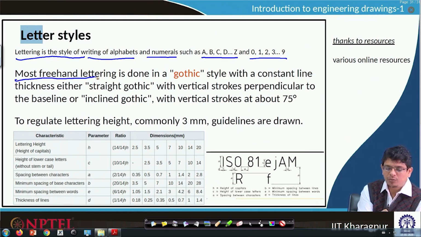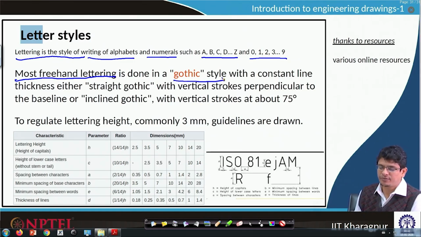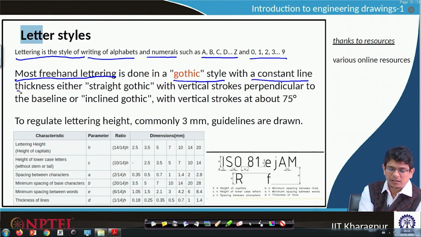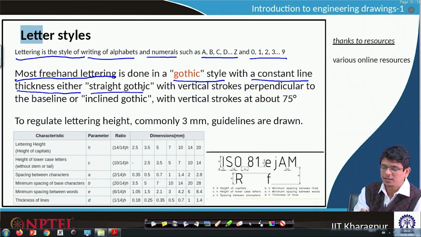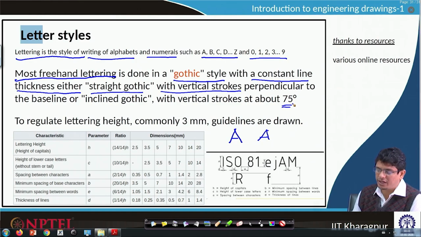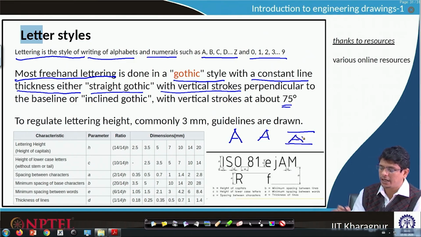Usually, freehand lettering is recommended, and also in a Gothic style. This style is supposed to consist of a constant line thickness, either straight Gothic with vertical strokes perpendicular to the baseline or inclined Gothic. So, either we use a straight vertical A or an inclined A. If it is inclined, it is supposed to be 75 degrees, and there will be guidelines. In those guidelines, we draw any lettering.